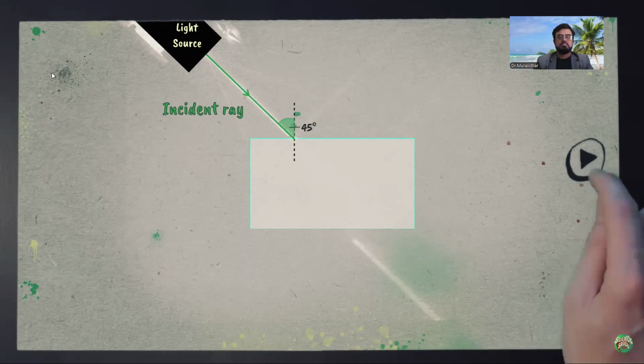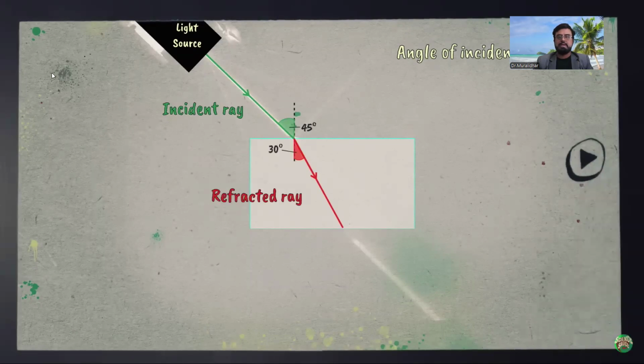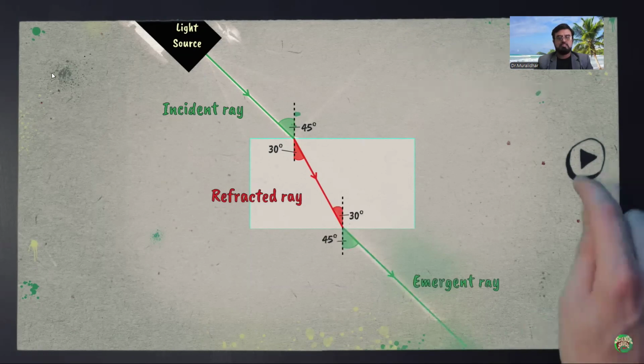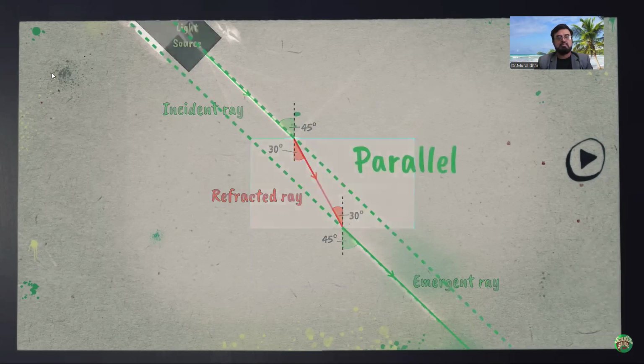This is the angle of incidence. The ray within the block, known as the refracted ray, moves through the plastic block at 30 degrees from the normal. This is called the angle of refraction. The speed decreases. Because the light then exits the plastic block and returns to air, it speeds up. The emergent ray exits the plastic block at the same angle as the incident ray. In a case like this, the incident ray and the emergent ray will always be parallel to each other.